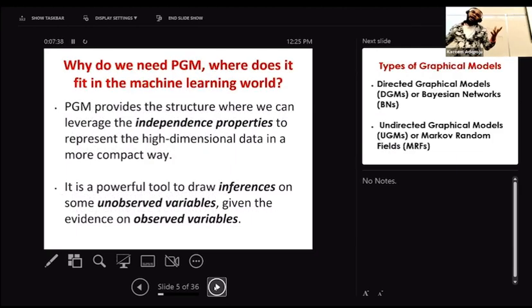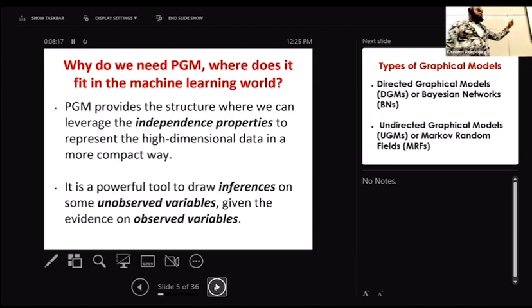Let me just tell you this. Why do I need to use the knowledge of graph theory and probability theory to model complex situations? Because it is complex, it's going to be high dimensional, and how can we actually model a high dimensional situation in a more compact way? I'm going to say that again. This particular approach will enable us to model high dimensional complex situations in a more compact way.